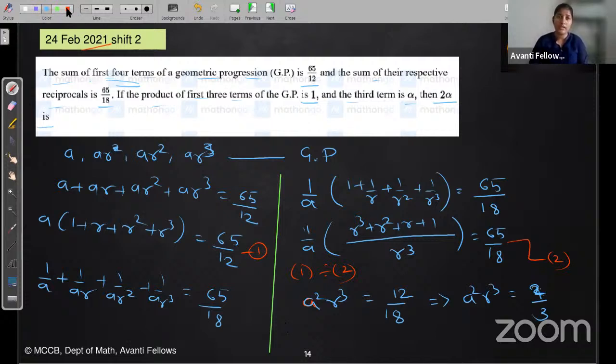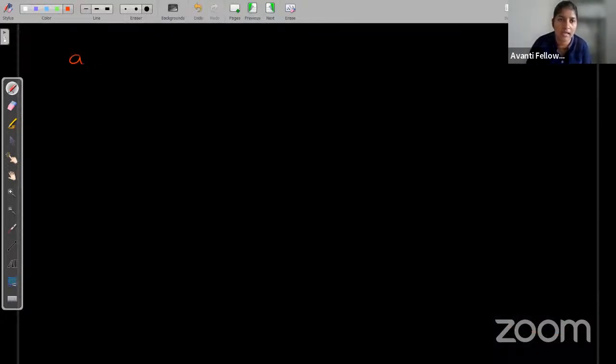Now tell me what can we do further? Ultimately, we want the value of 2 alpha. The third term is alpha, so we want the value of the third term. From the first statement, we have done this. They have given one more piece of information to us. What is that? The product of the first three terms is 1. So A into AR into AR square will be equal to 1. So A cube into R cube will be equal to 1, correct?